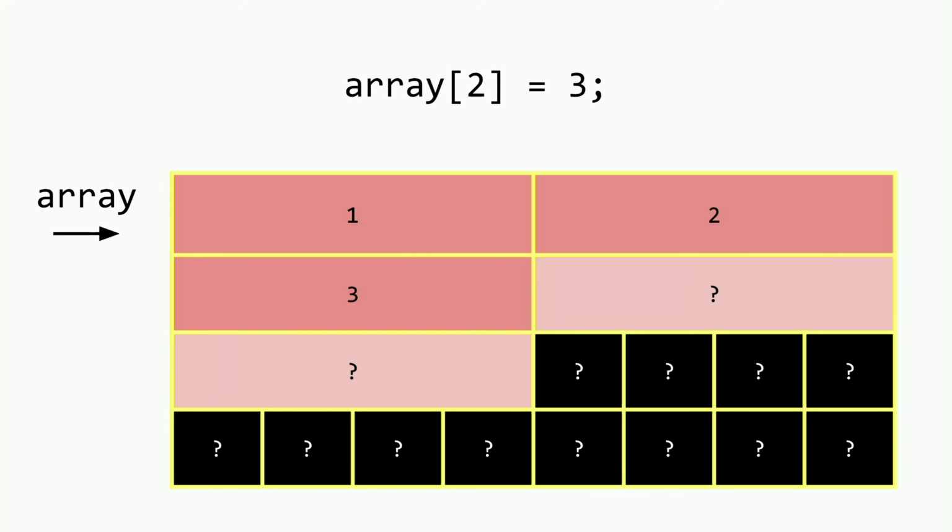Similarly, we can do this with 3, this next third element. And you can also use this bracket notation to refer to the third element in the array. And so on, we can update the next one to 4.